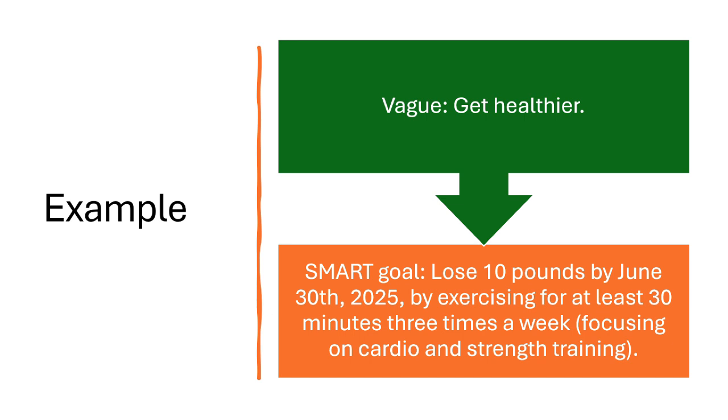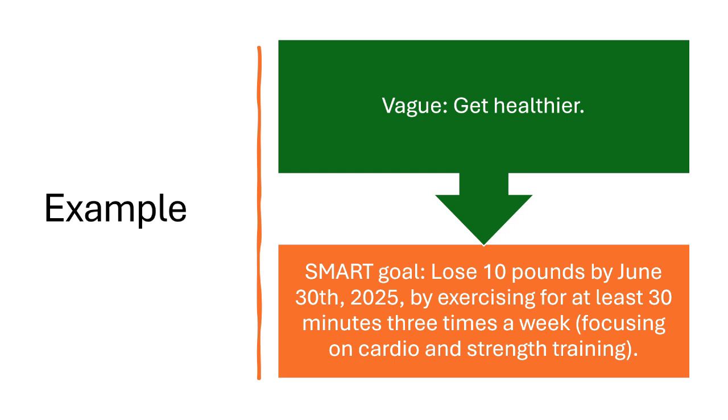I want to lose 10 pounds by June 30th by exercising for at least 30 minutes 3 times a week, focusing on cardio as well as strength training. So here we can see that this is a very specific goal. It's very measurable because they want to lose 10 pounds and they're going to do that by exercising for 30 minutes 3 times a week.